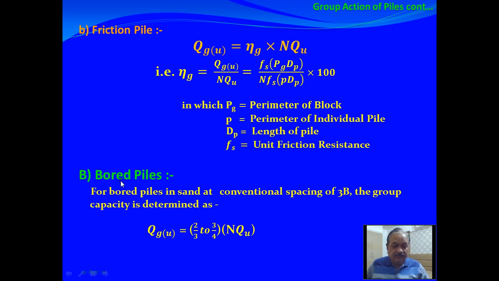Then the bored piles. For bored piles in sand at a conventional spacing of 3 times B, the group capacity Qgu is taken equal to 2/3 to 3/4 of N into the summation of the individual capacity of a pile.